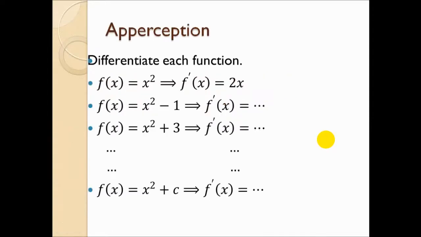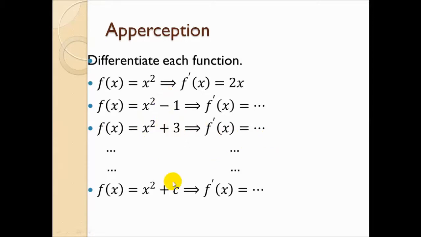If f(x) is equal to x squared, what is the first derivative of it? We get the 2 in front of the x, and then in the power we must subtract 1, so we get 2x. If we have f(x) equal to x squared minus 1, the derivative is still 2x. And if we have f(x) equal to x squared plus 3, the derivative is still 2x.